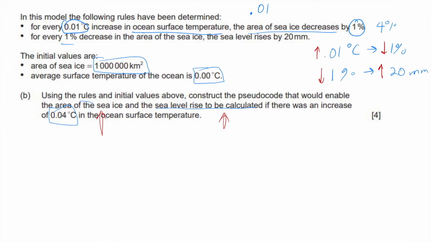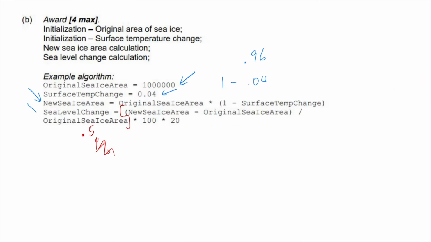So for every 1% decrease, the sea level rises by 20 millimeters. So right here we have a decimal for the change in sea ice. But we want to find what percentage that is, which is why we multiply by 100. So we get our percentage, let's say that that's just 5%, and then we can multiply it by 20 to get our final sea level change. That's 20 millimeters. So for example, in this case, we would have, okay, what is 5% of 20? We'd have just like 1 millimeter.